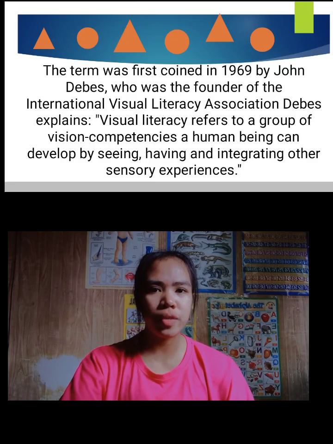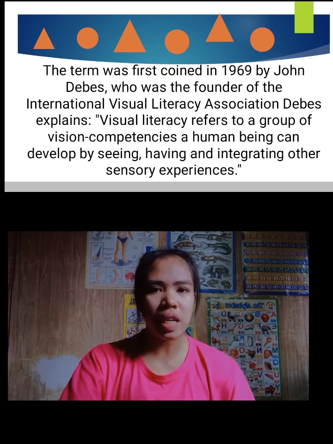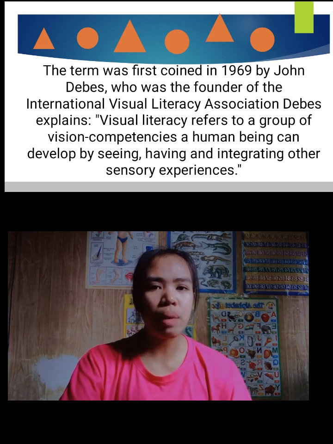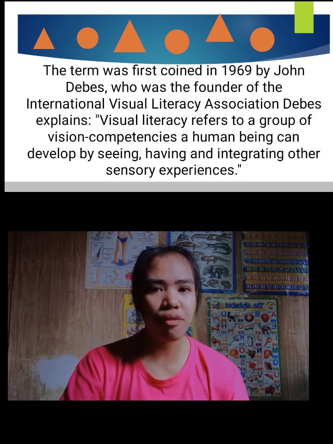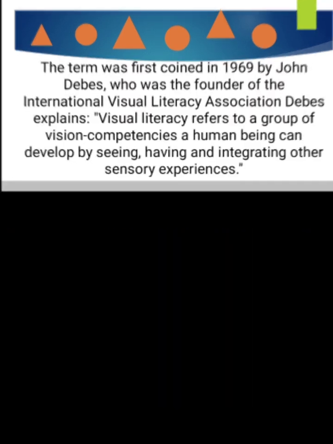The term was first coined in 1969 by John Debes, who was the founder of the International Visual Literacy Association. Debes explained that visual literacy refers to a group of vision competencies a human being can develop by seeing, and having and integrating other sensory experiences.